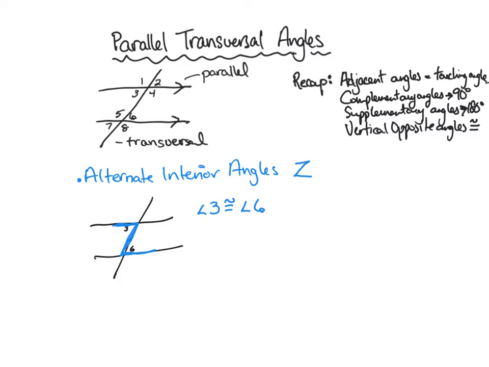But you can also see the same property in a backwards Z. So here we have angle 4, and here we have angle 5, and this actually forms a backwards Z, which means that these have the same properties. Angle 4 is congruent to angle 5. So whatever degrees angle 4 is in measure, angle 5 is the same.